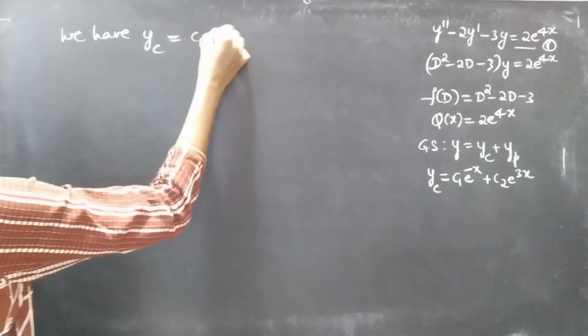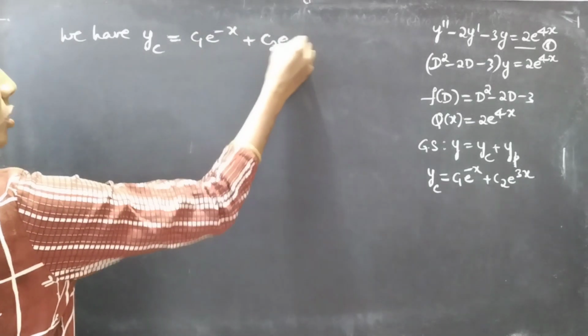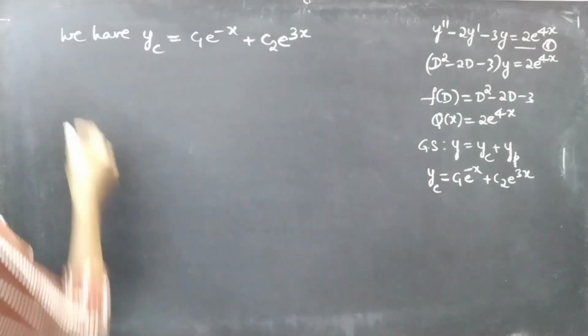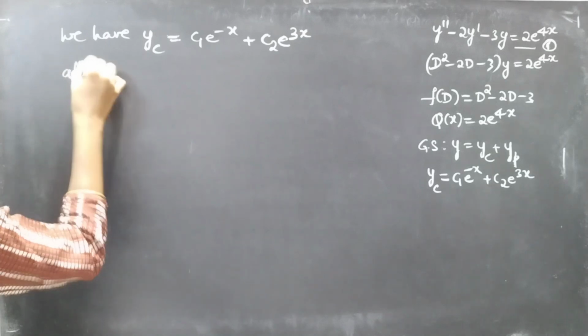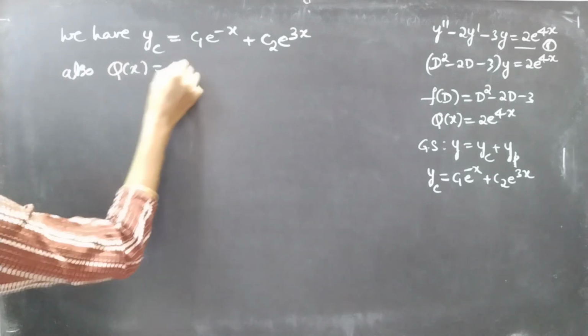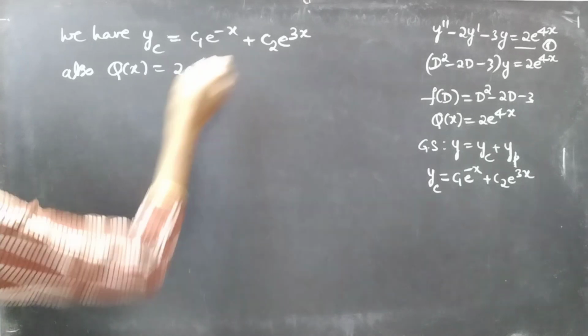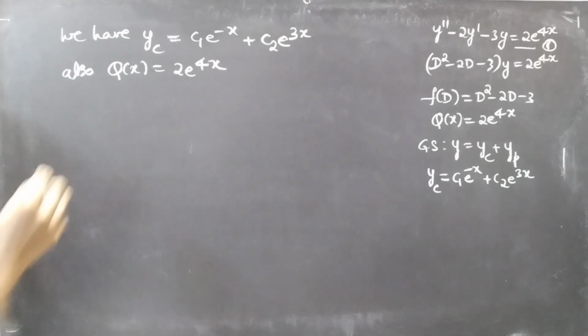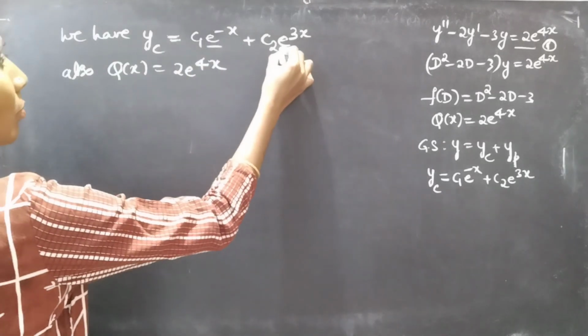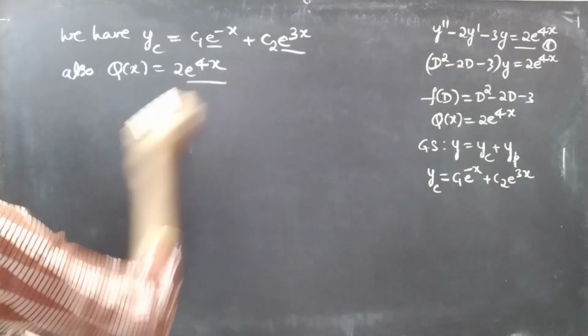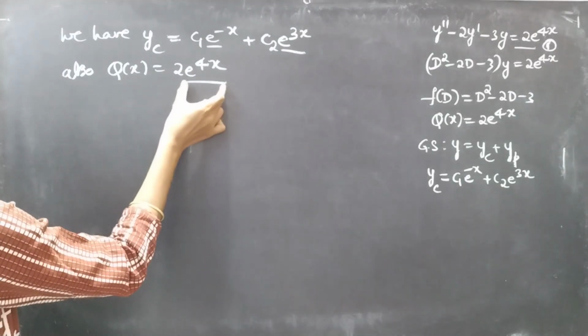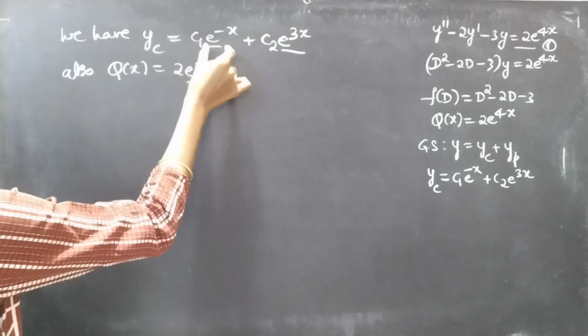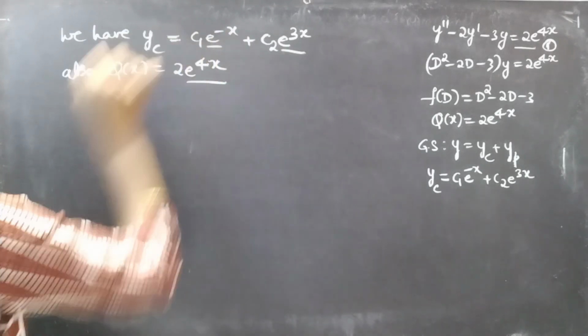We have yc equal to c1 e power minus x plus c2 e power 3x, right? And also q of x equal to 2 e power 4x. Now compare the terms of yc and q of x. Just forget about the constants and focus on the functions of x. E power minus x, e power 3x and e power 4x, right? So here we have e power 4x in q of x, e power minus x, e power 3x in yc.